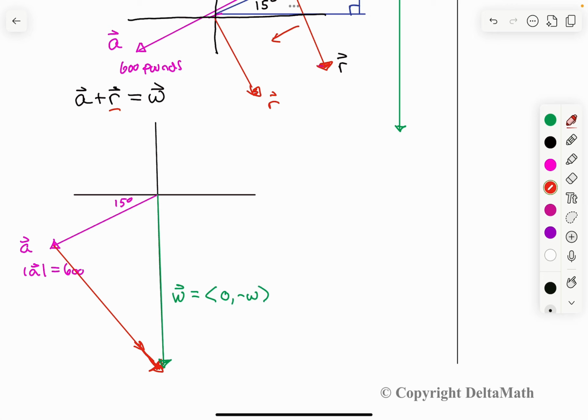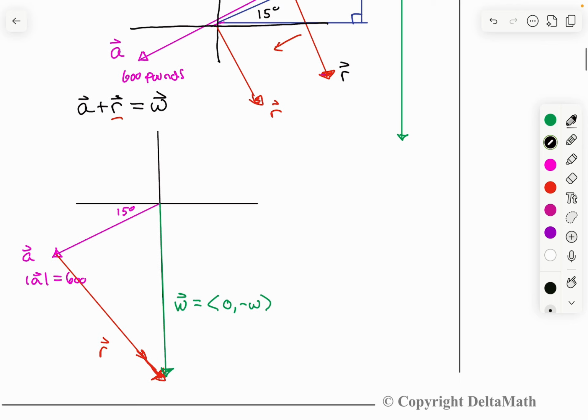This is vector R, and so now my diagram is really depicting A plus R, and it has to equal W. Let's start getting the details here. Let's write whatever vector A is in its component form.